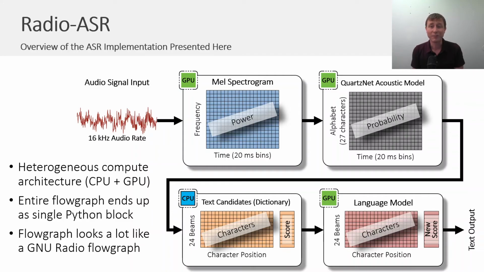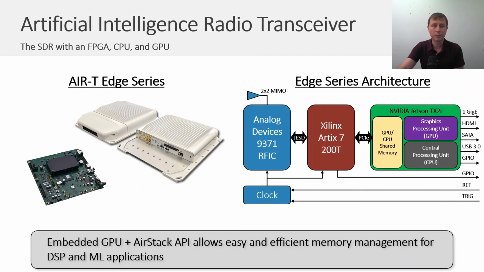But if you look at it, it really looks a lot like a GNU Radio flow graph. So in an ideal world, we could make each of these independent GNU Radio blocks and be able to move memory between them, which is hopefully something that we should be able to do in a future version of GNU Radio. Fingers crossed.